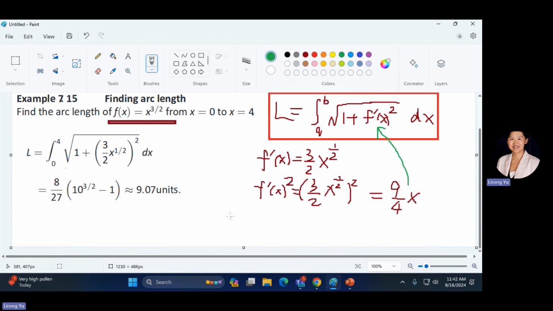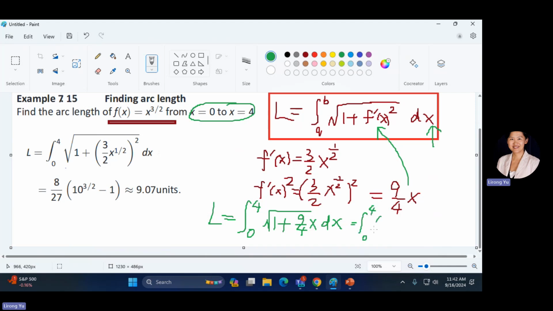So now we can start writing L equals the integral. Your integration variable is x, and here it says x goes from 0 to 4, so our integration limits are 0 to 4. Then we have the square root of 1 plus 9/4 x, dx. Since we have a formula for the derivative squared, once you write this out, it won't be as difficult. Then we think about how we integrate this, from 0 to 4, of 1 plus 9/4 x.